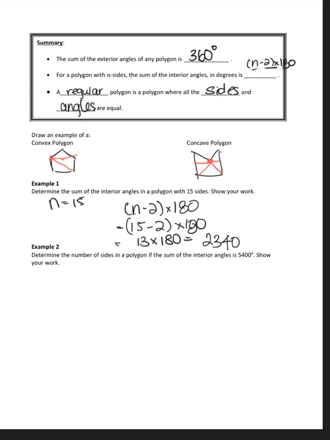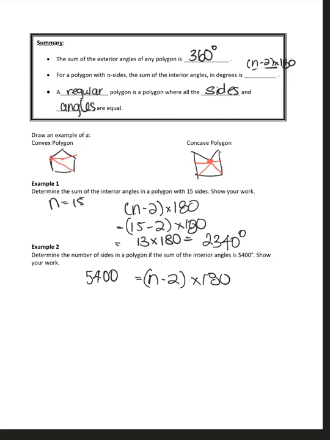So all of the angles here are going to add up to 2,340. Now, in example 2, I want to figure out how many sides are in a polygon if all of the angles add up to 5,400 degrees. I just realized I should have a degree symbol there. And we're going to show our work. So I know that the sum of all of my angles is going to equal n minus 2 times 180, and all of those interior angles are going to add up to 5,400 degrees.